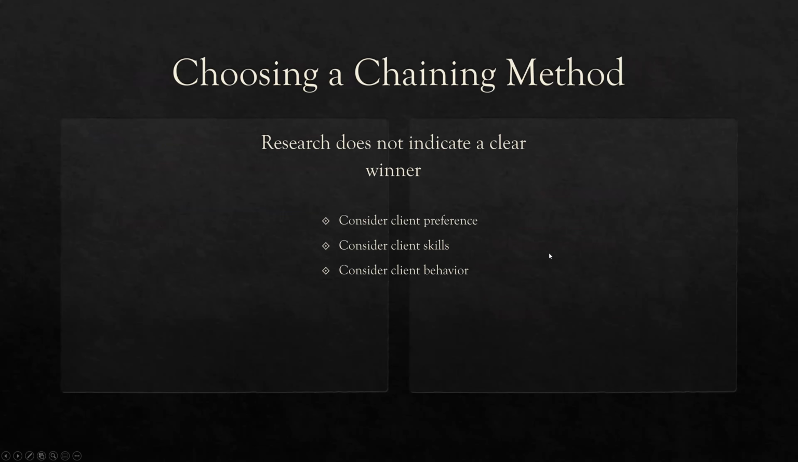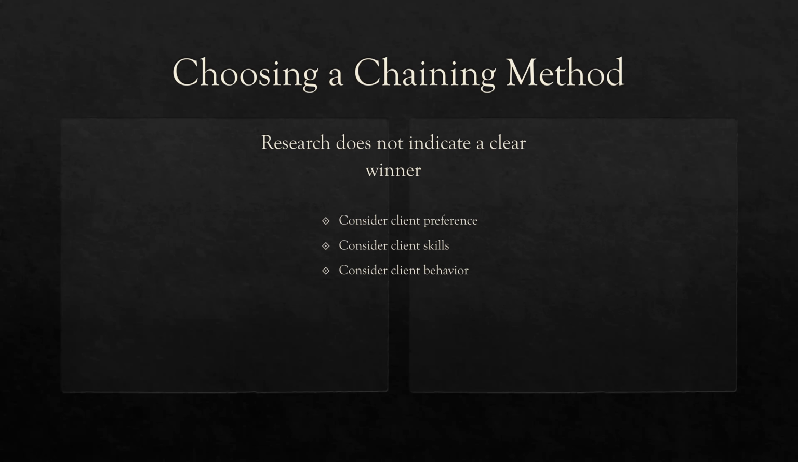So how do we choose a chaining method? There's a lot of debate. There's a lot of different opinions out there. According to Cooper et al., research does not really indicate a clear winner. So this is a good time to follow our task list and our ethical code, right? We need to consider several things. First, you should always do an assessment. What's going to work for the client? You need to consider client preferences, consider stakeholder preferences, consider resources, consider the client's skills, right?